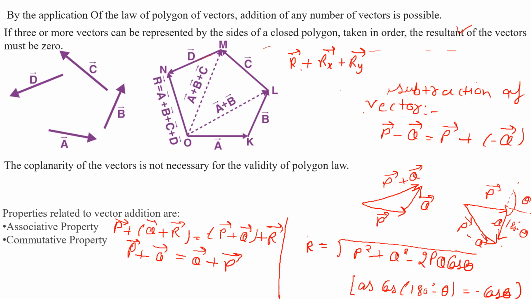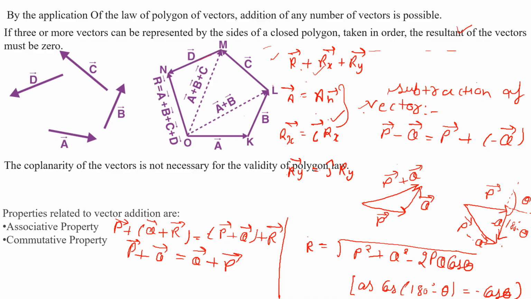So this is the polygon. In this figure we see a vector, b vector, c vector, d vector. Now the resultant R vector is equal to a vector plus b vector plus c vector plus d vector. So the coplanarity of vectors is not necessary for the validity of the polygon law. So this is the polygon law of vectors.